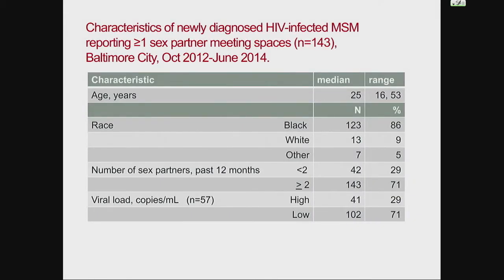So this shows characteristics of newly diagnosed HIV-infected MSM reporting greater than or equal to one sex partner meeting place. On average, they were 25 years of age, 86% were Black or African American, 71% reported greater than or equal to 2 sex partners in the past 12 months, and 29% had a viral load that we classified as high. In this case, the classification, which is going to change for venues, is greater than 1,500 copies per ml.